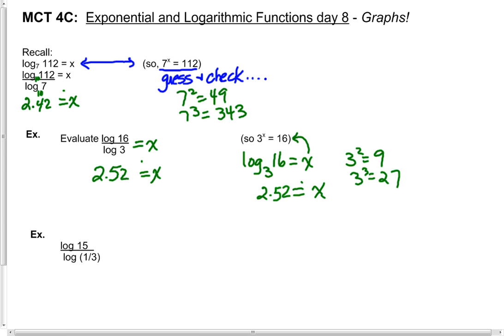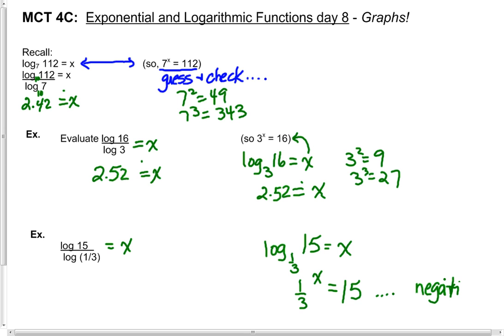Okay, the next one, log 15 divided by log a third. So for me, I like to get an idea of what this means. If I am able to divide log 15 by log a third, that means log base a third of 15 is the x that I'm looking for, which, and I like exponents a lot better, 1/3 to the x is equal to 15. That's a tricky one, but I know if I have a fraction to a power and my exponent were negative, then I would have a flip. So x is going to be a negative number.